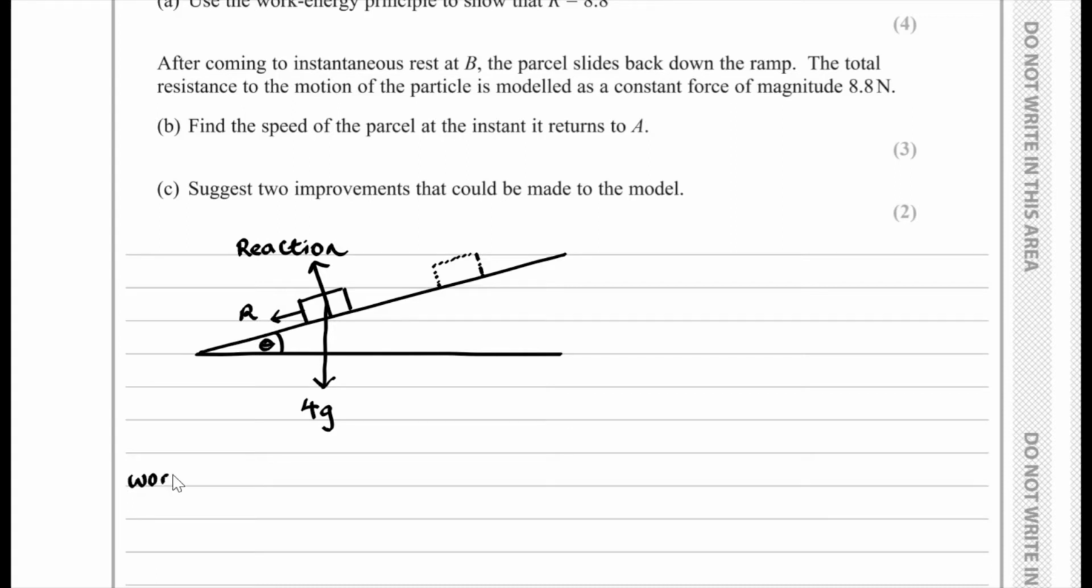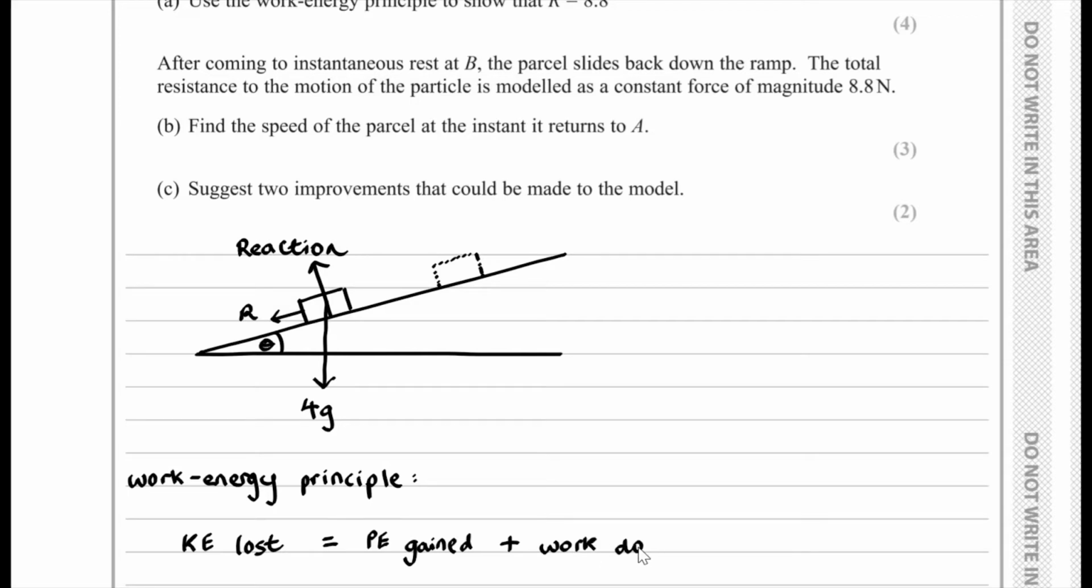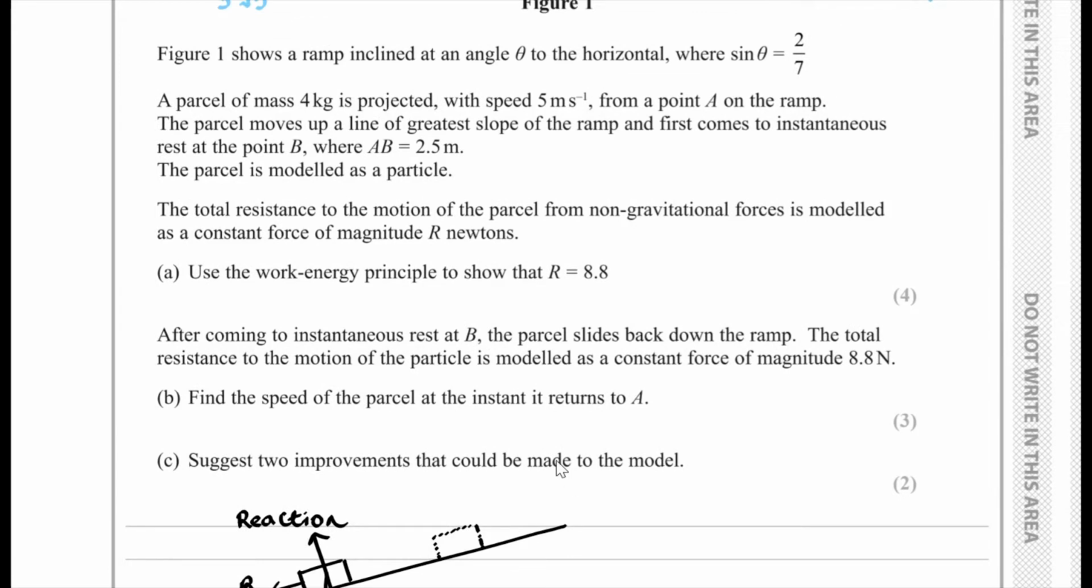Using the work energy principle, at the point A, we're losing kinetic energy because the particle comes to instantaneous rest at the point B. So with the work energy principle, at the point A, we lose kinetic energy, and then of course at the point B we gain potential energy, and to get to the point B we would have to do work to get there. Hopefully that makes sense.